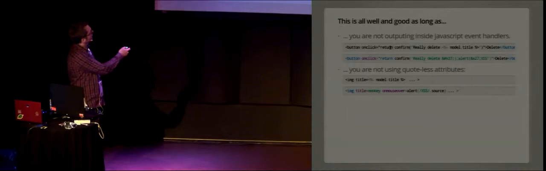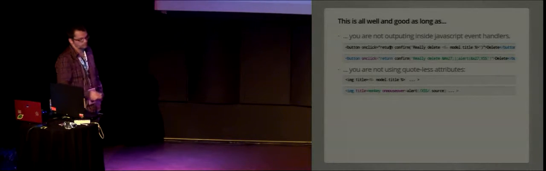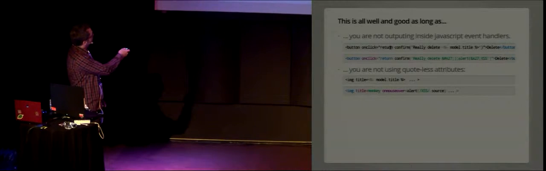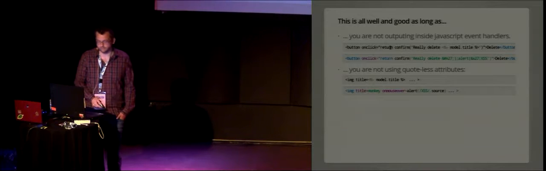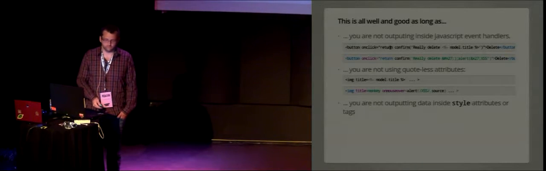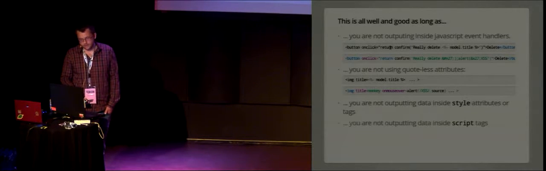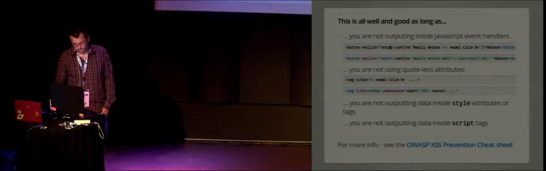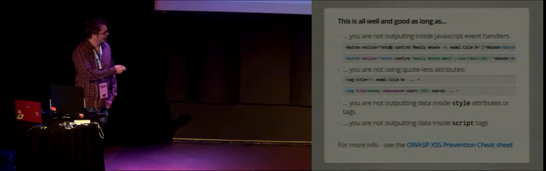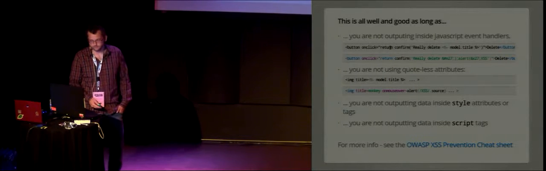Same thing goes here. If you're outputting things in attributes and you don't put quotes on each side, which you always should, you could just add a space and then a new attribute, and then game over once again. And you should not be outputting data inside style attributes or tags or script. There's a really good resource here, the OWASP XSS prevention cheat sheet that you could look at.